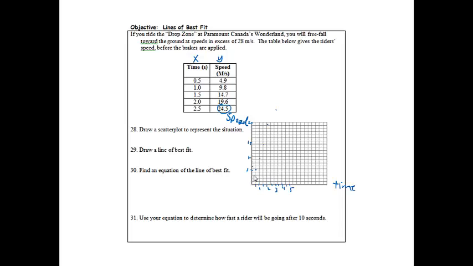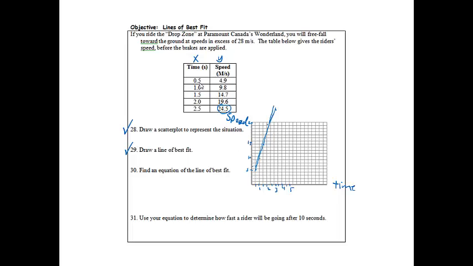So I notice it pretty much makes a straight line just on its own. So if I connect these, I could pretty much do my line of best fit right on those lines. So I've done the draw scatter plot, I've done the draw on the line of best fit. Number 30 says to find an equation of the line of best fit. So I need to pick 2 points.